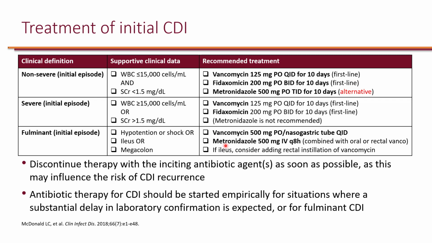Now, ileus basically means the lack of movement in the intestine. So if someone does have ileus, the IDSA guideline recommends considering adding rectal instillation of vancomycin, because if you give it through the mouth or nasogastric tube, it's still not going to make it through to the site of infection. So giving it rectally, which would be at the same dose of 500 milligram 4 times a day.